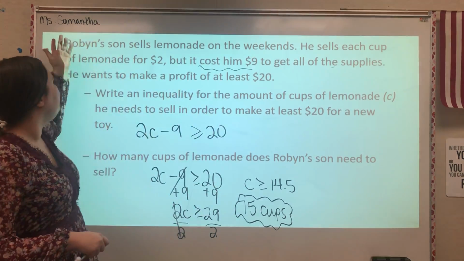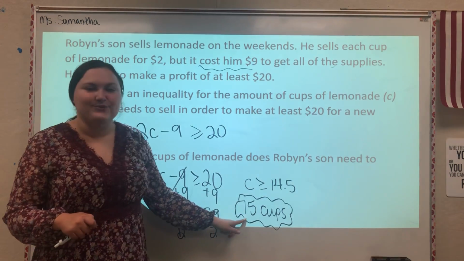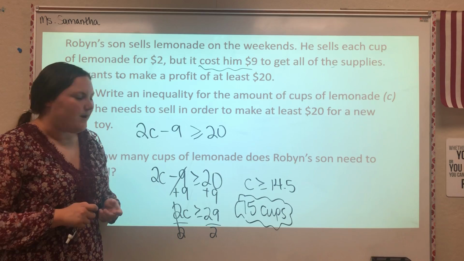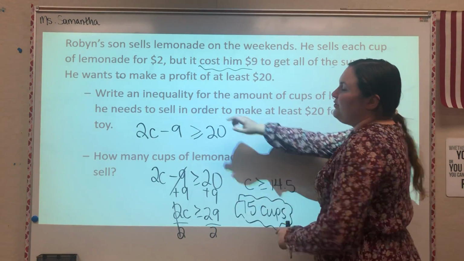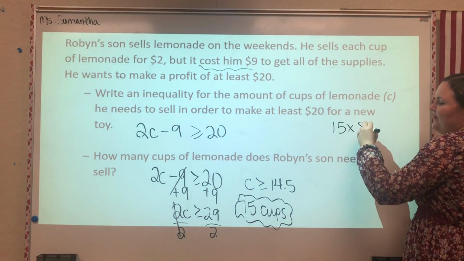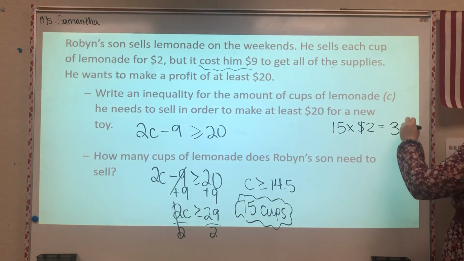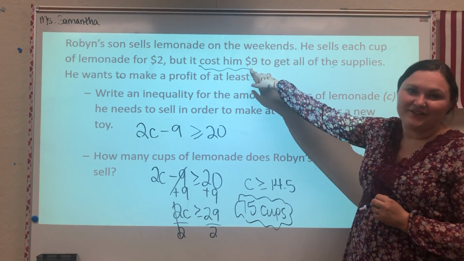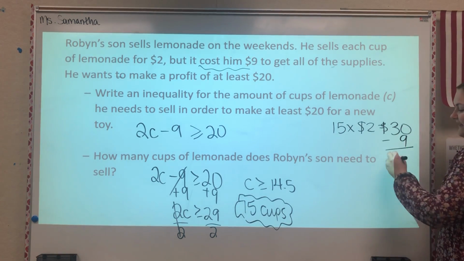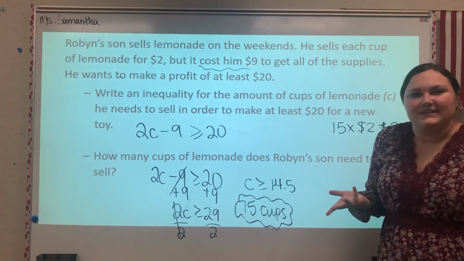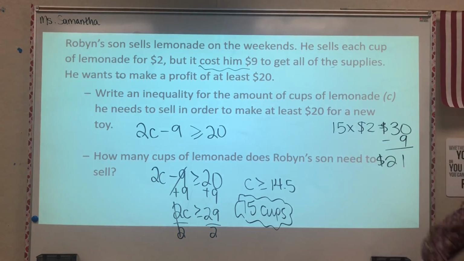If I told you about Robin's son, and I told you he sold 15 cups, if I asked you how much money he would make, it's just like a multiplication problem, right? 15 cups, well, if he's selling them for $2 each, 15 cups times the $2 each means he's made $30. But remember, he spent $9 for the supplies. That leaves you with $21. So if he does that, yep, he made at least $20. So to answer the question, how many cups of lemonade does Robin's son need to sell?